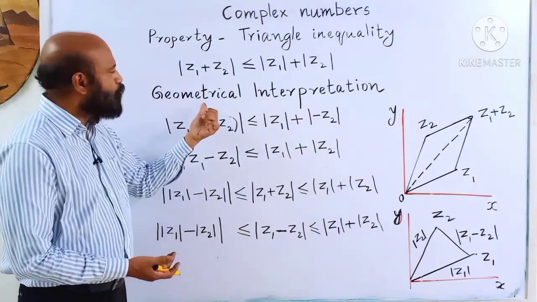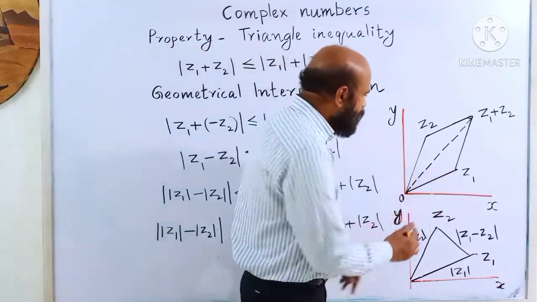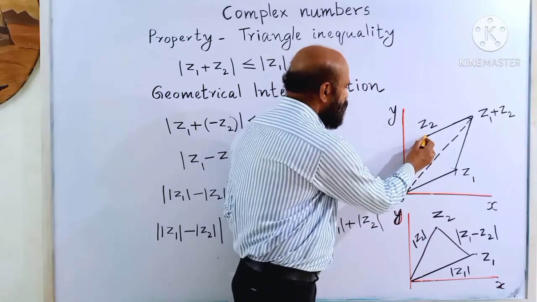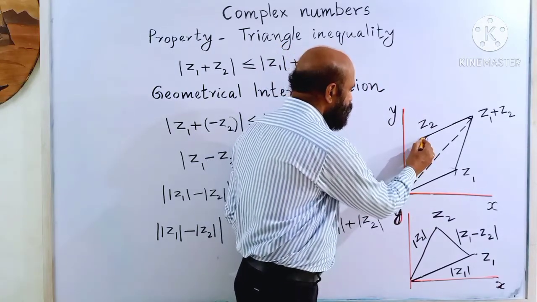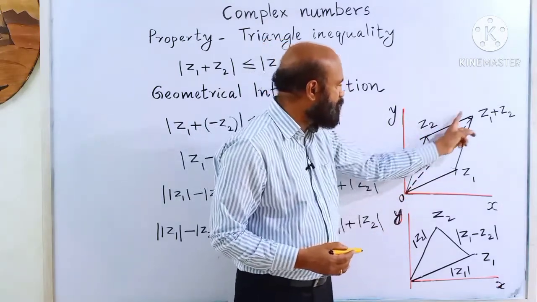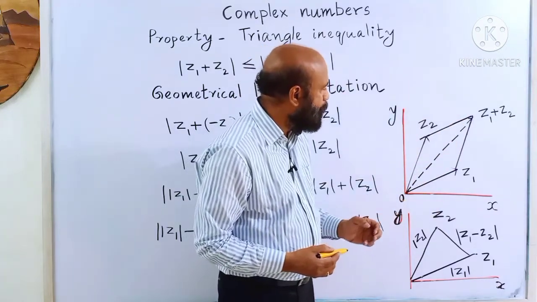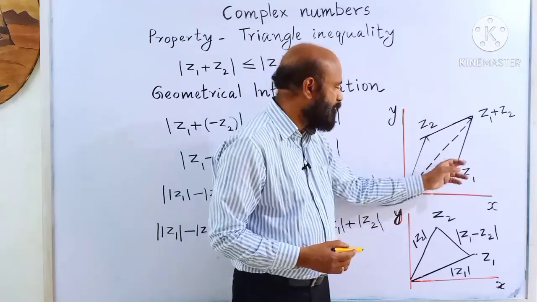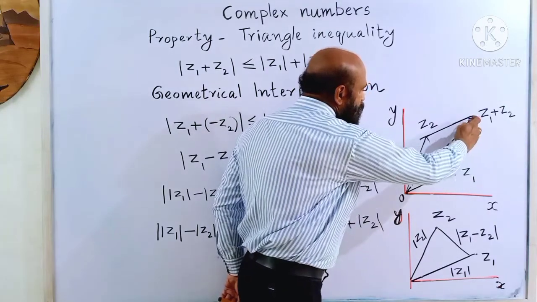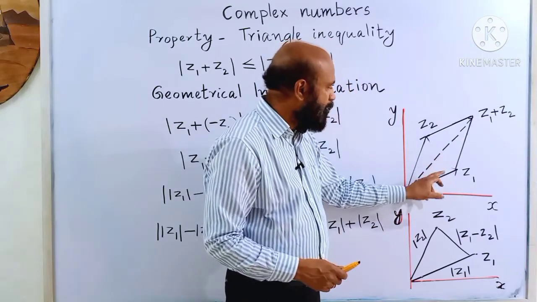Now let us see the geometrical interpretation of triangle inequality. This point is representing Z1, or this vector is representing Z1. This is representing Z2, or this vector is representing Z2. Now either you consider this triangle or this triangle. The one side of the triangle cannot be greater than the sum of the other two sides. So this is modulus of Z1. This is modulus of Z2. This is modulus of Z1 plus Z2. So this side cannot be greater than the sum of these two sides.